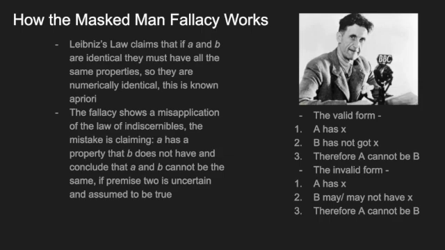Now, the masked man fallacy is the mistake of saying that A has a property that B does not have, and this B quality is irrelevant, and then concluding that they cannot be the same. This is made much more clear with examples, so we'll do the examples before we go back to the valid and invalid forms.